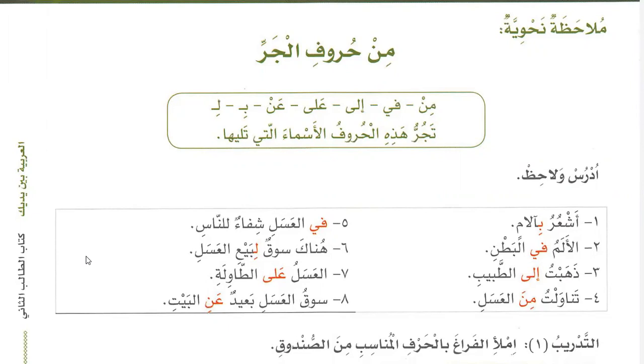And then tajuru hazihil huruful asma allati taliha. So what is that? Tajuru makes majrur hazihil harufa, these words or these particles, al-asma, the nouns, allati, which, taliha, follows them. These haruf, these particles, make the noun majrur, which follows them. Okay.